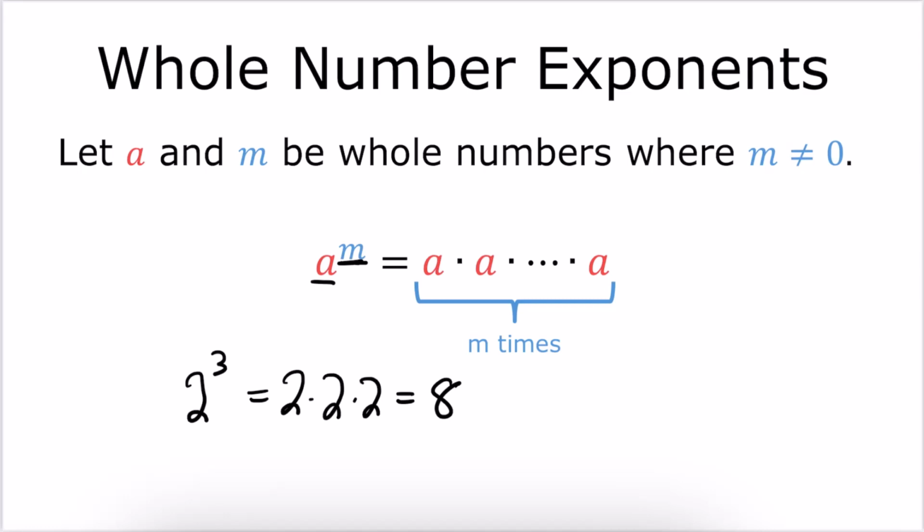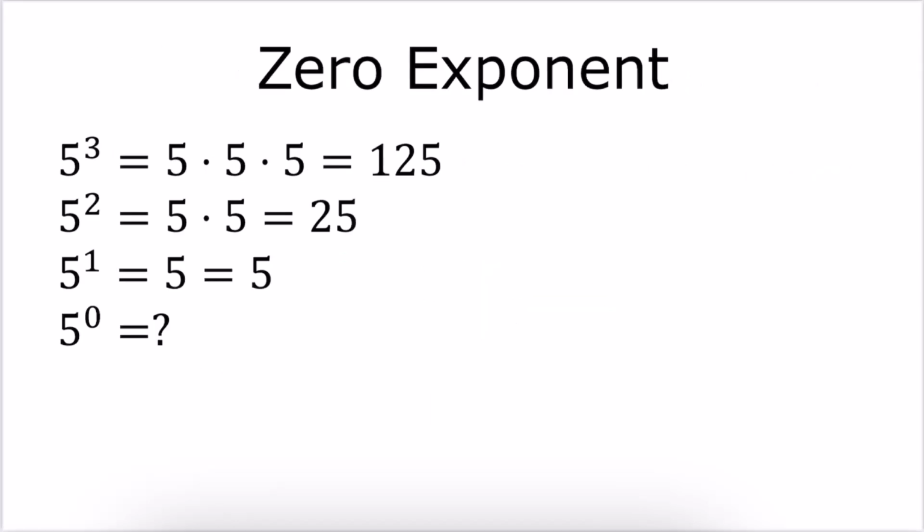And notice that in this definition, the exponent m was not allowed to be 0. But we do define a 0 exponent based on the pattern of how the other exponents work. So for example, if we have 5 to the third power, that's 5 times itself 3 times, which equals 125. 5 squared is 5 times 5, which is 25, and 5 to the first is just 5.